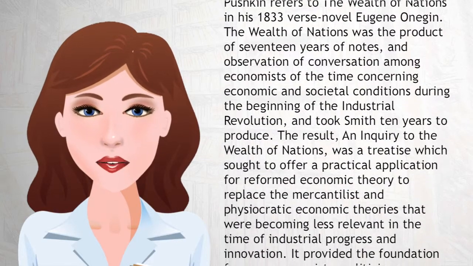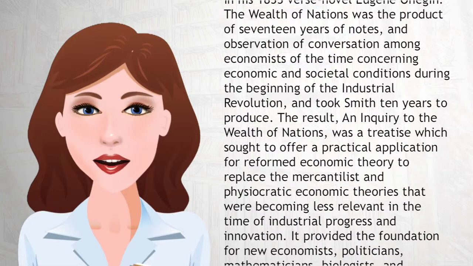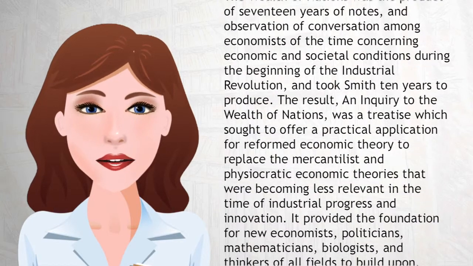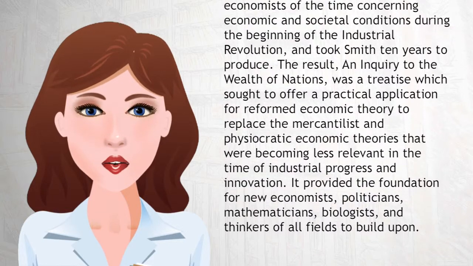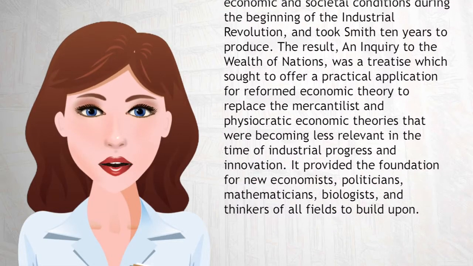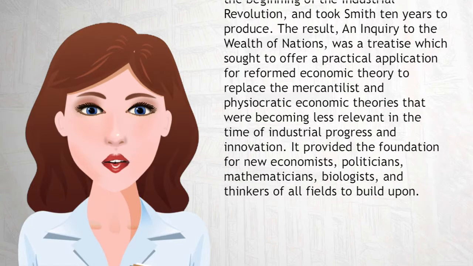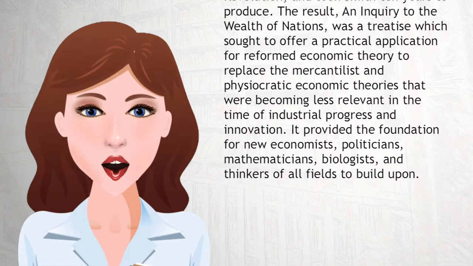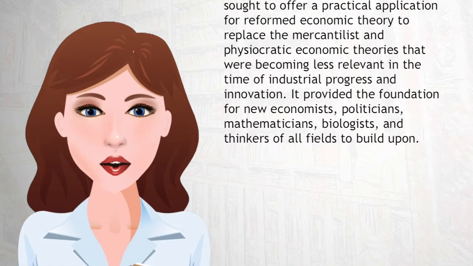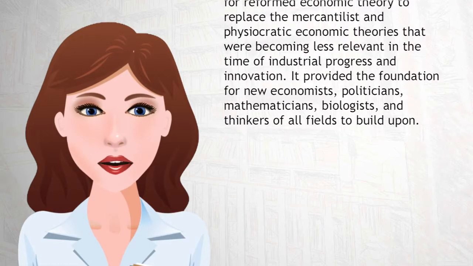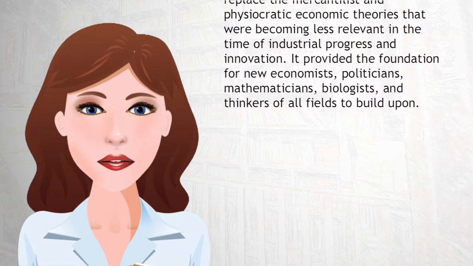The Wealth of Nations was the product of 17 years of notes and observation of conversation among economists of the time concerning economic and societal conditions during the beginning of the Industrial Revolution, and took Smith 10 years to produce. The result, An Inquiry into the Wealth of Nations, was a treatise which sought to offer a practical application for reformed economic theory to replace the mercantilist and physiocratic economic theories that were becoming less relevant in the time of industrial progress and innovation.